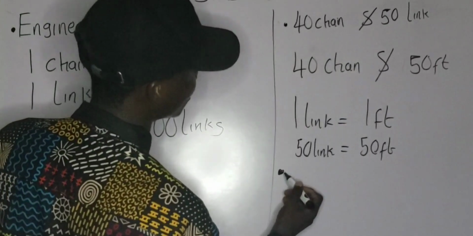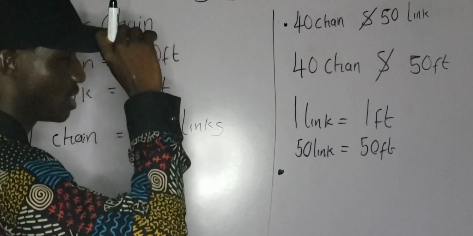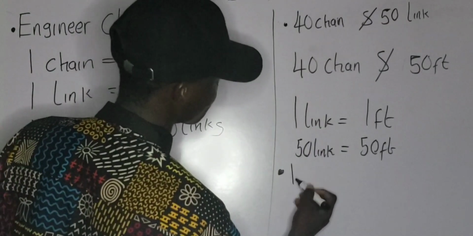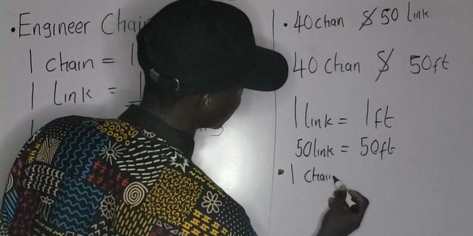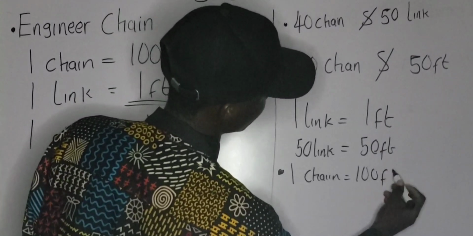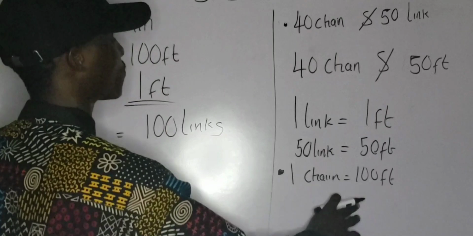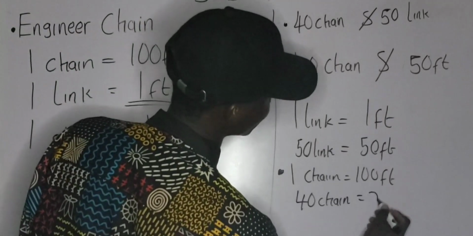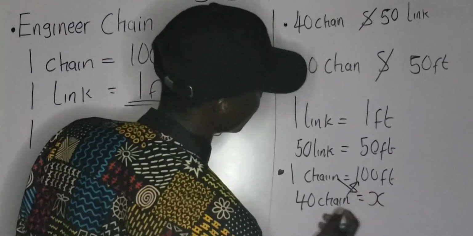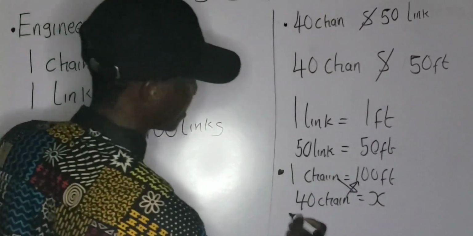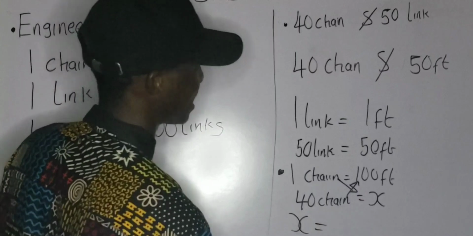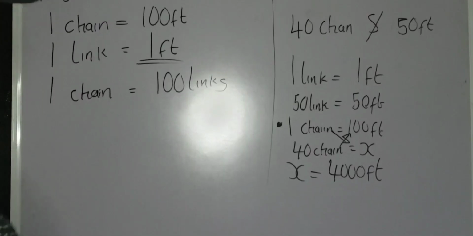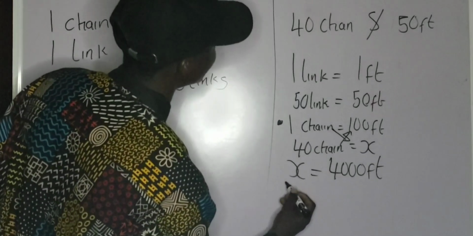So now the second question, they want the answers to be in feet only. Now don't forget that 1 engineer chain is equal to what? 100 feet. So if 1 engineer chain is equal to 100 feet, let 40 engineer chain be equal to X. So we are going to cross multiply. X multiplied by 1 is X. 100 multiplied by 40 is 4,000. So 40 chain is equal to what? 4,000 feet.